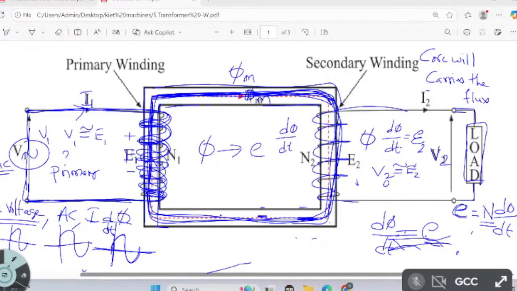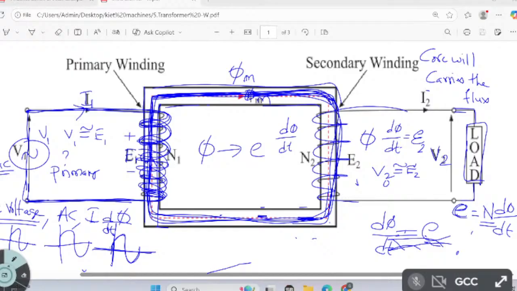So dφ/dt. The flux which is established in the primary winding, being alternating in nature, is capable of establishing an EMF which is known as E1, the primary induced EMF. The flux which is flowing in the core also links with the secondary winding.